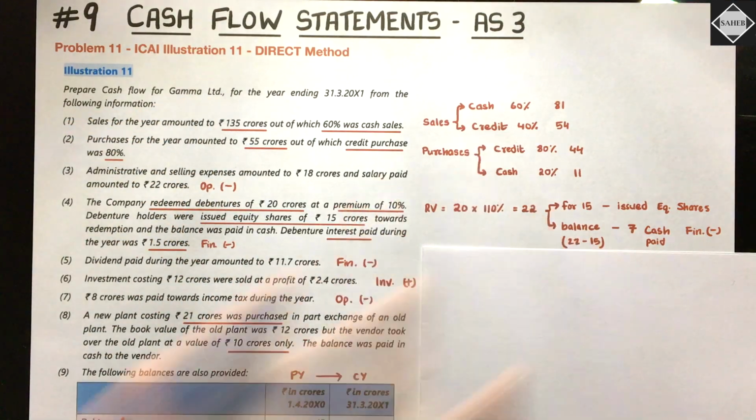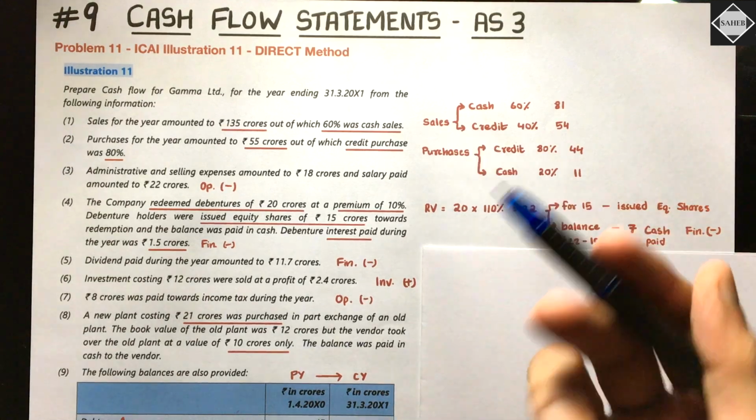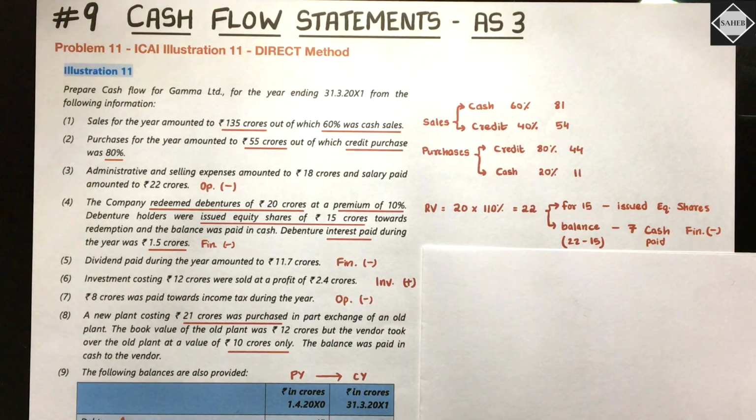You have to pay 11 crores. Is it clear? You will not subtract 12 crores. 12 crores is your book value, it's your WDV. It doesn't matter. It will matter only in the indirect method when you will calculate profit or loss. Is it clear? Fine, understood.